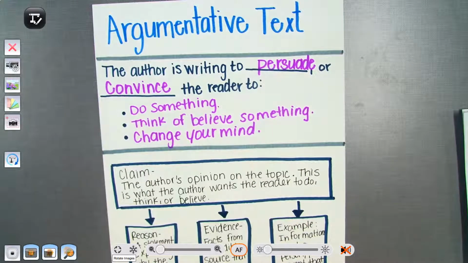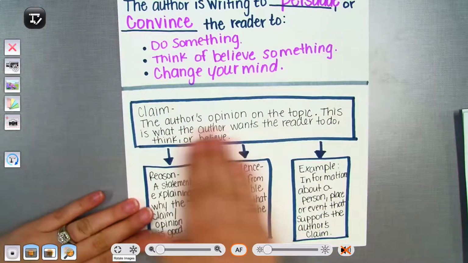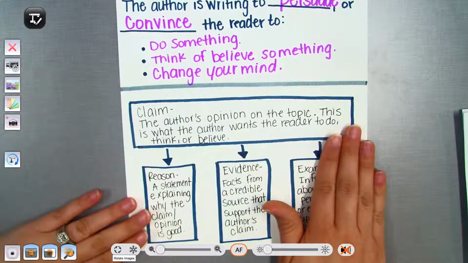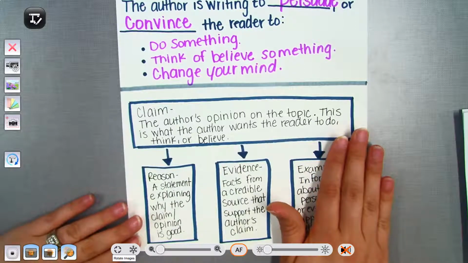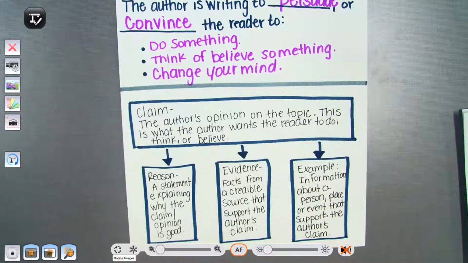Okay, and there are four things that argumentative text has. And the thing that we're going to be working on today is claim. So this is the big one that we have to be able to do. Claim is the author's opinion on the topic. This is what the author wants the reader to do, think, or believe. So when you read an argumentative text, there's going to be a claim where the author is telling us his opinion about what he's talking about. Okay, and so we're going to focus on being able to find the claim as we're reading.